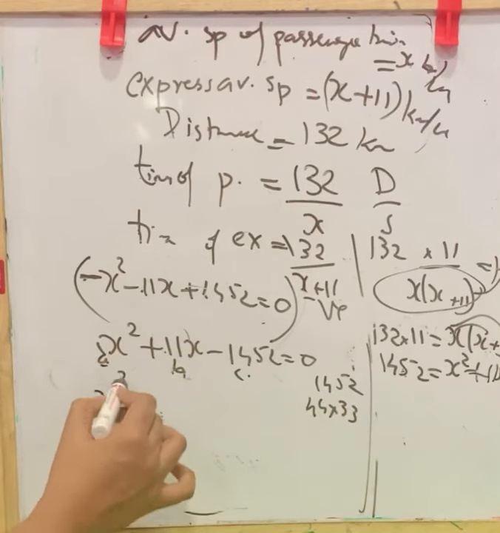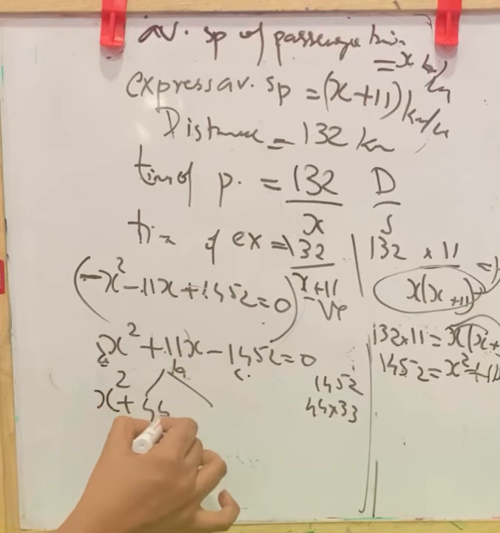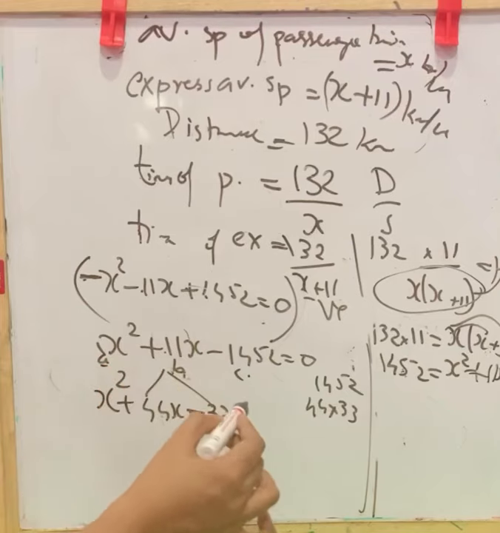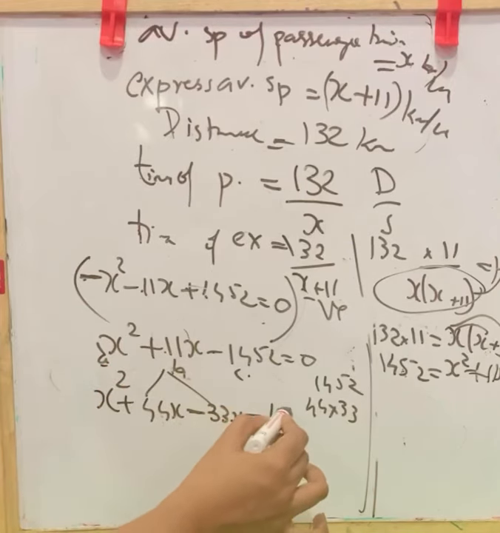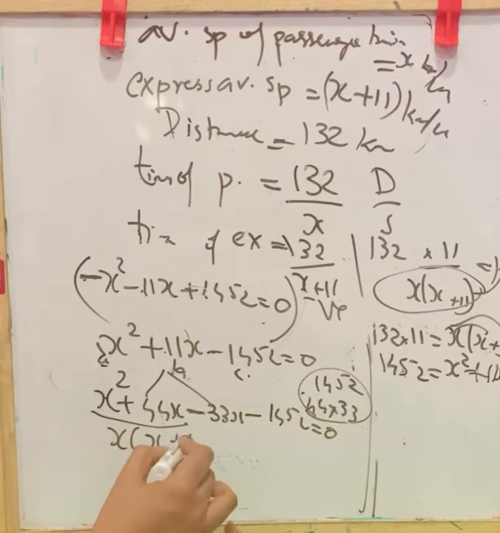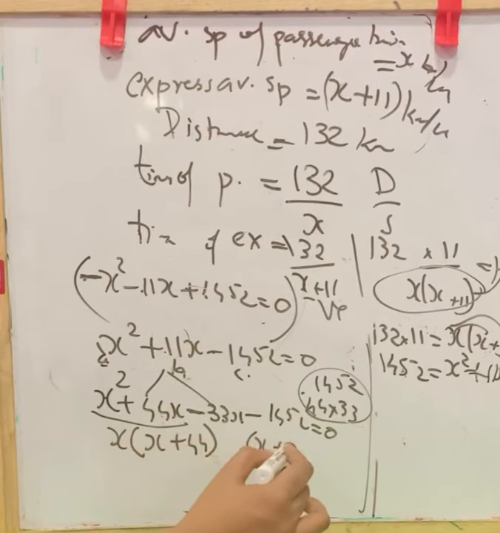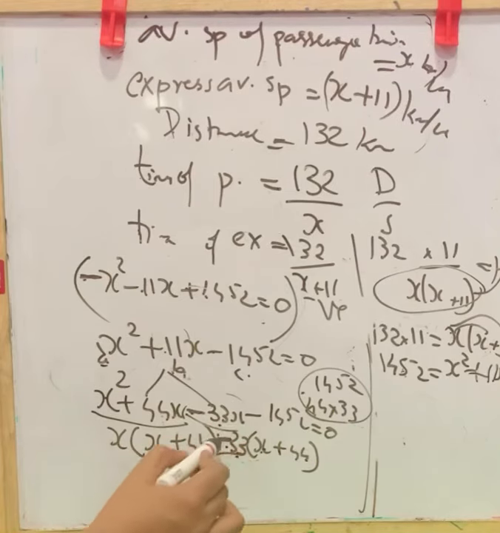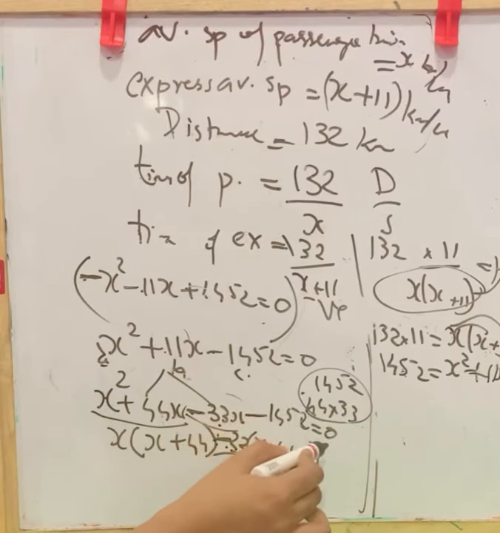So, we will split like plus 44x minus 33x. Then we will get plus 11x. Carry down this minus 1452 equal to 0. Take x outside. Balance will be x plus 44. Write x plus 44 here. Now check: dash into x is minus 33x. You will write minus 33. Minus 33 into x, minus 33x. Minus 33 into plus 44. Minus into plus is minus, 33 into 44 is 1452, equal to 0.